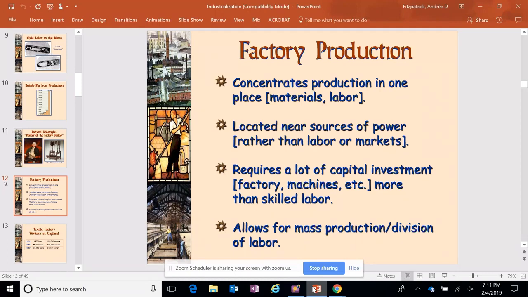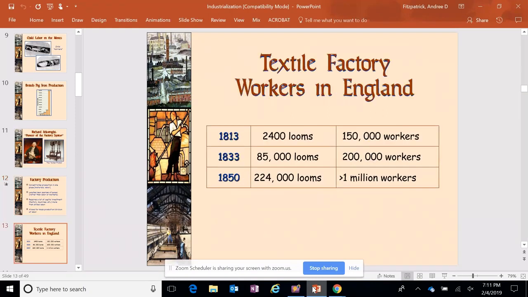It also drives slave labor, because what becomes important are those cotton plantations that are going to feed the textile machines. So just to give you a sense of how much it's increased, if you look at 1813, you've got about 2,400 looms operating in England. By 1850, you've got 224,000 and over 1 million workers in the textile industry. So that's a huge transition in this industry.